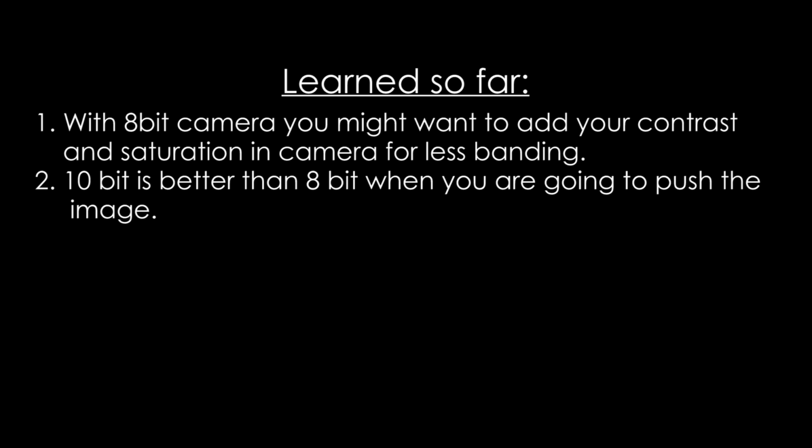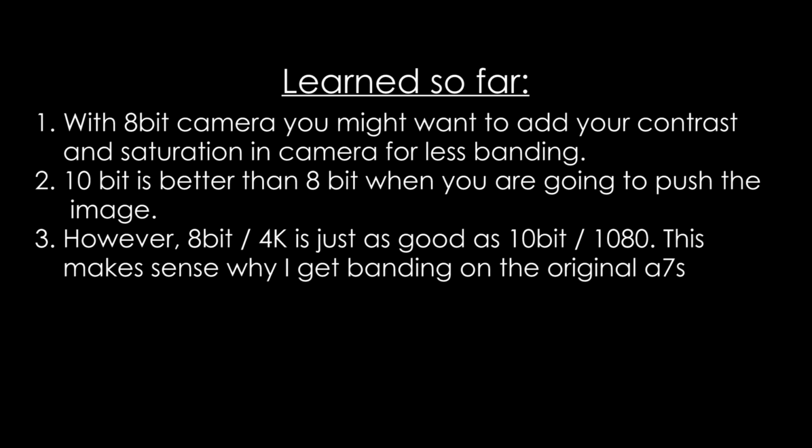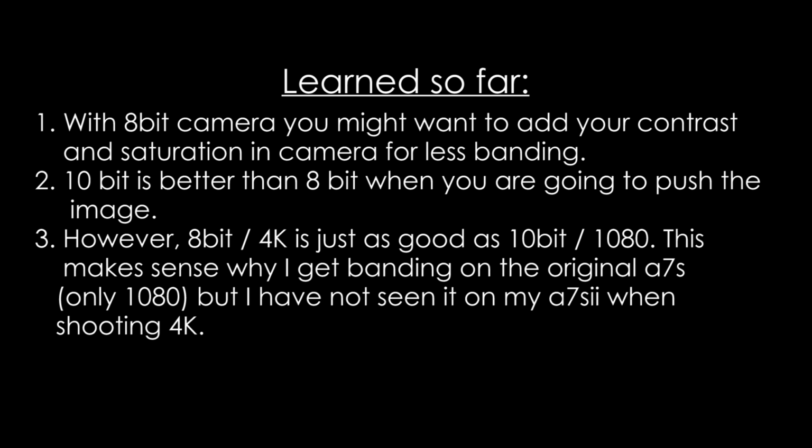The second thing is 10-bit is, yeah, better than 8-bit when you're going to push the image a lot and everything's on a level playing field, when both images are at 1080. However, when you have 8-bit 4K, I think it's just as good as 10-bit 1080. This makes sense because I used to get a lot of banding on my original A7S, which was only 1080, but I have not seen any sort of banding on my A7S2 when shooting in 4K.